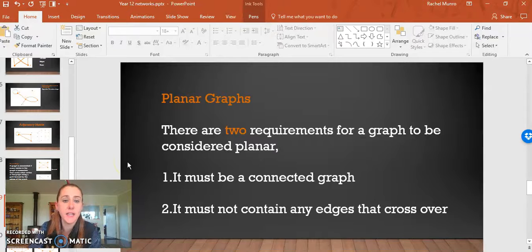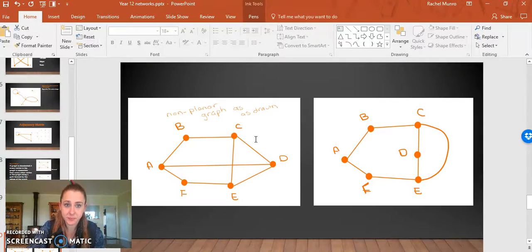So for a planar graph, there's simply two requirements. It must be a connected graph, like the top one we've just seen where every point is connected, and it can't have any edges that cross over. You know how when we were looking at the number of faces in a graph, we might have had to redraw it so that there were no intersections in any of those edges? Again, same thing, none of the edges can cross over.